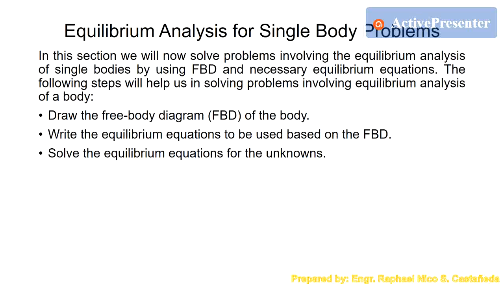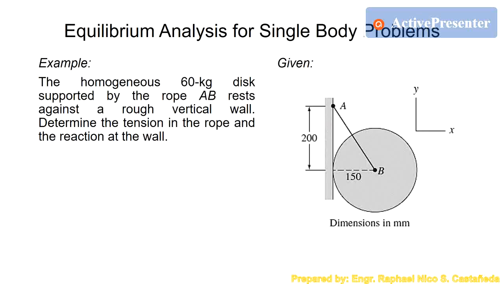This is where we will now try to solve problems involving single body equilibrium analysis for coplanar force systems. These are the steps. The first one is to draw the free body diagram of the body. Next, we write the equilibrium equations that we can use in the problem. And next, solve the equilibrium equations for the unknowns. First, we have here a homogeneous 60 kg disc supported by a rope AB that rests against a rough vertical wall. Determine the tension in the rope and the reaction at the wall.